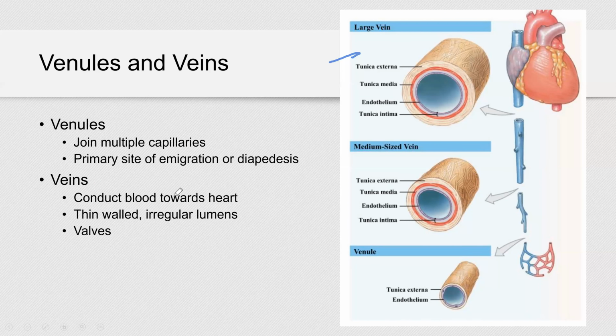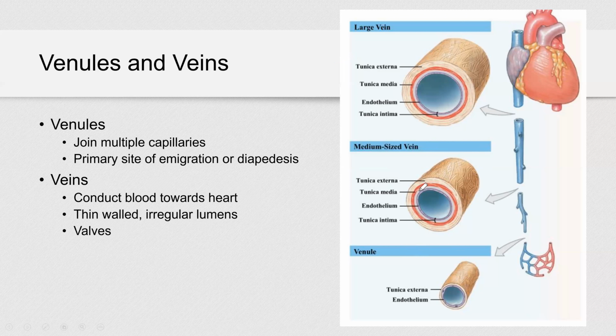So veins conduct blood towards the heart. They have a thin wall, irregular lumen, and they have valves that we already mentioned. And this diagram shows you again that larger veins are close to the heart and medium ones further away, and venules will be close to your capillaries, where you join capillaries, right?